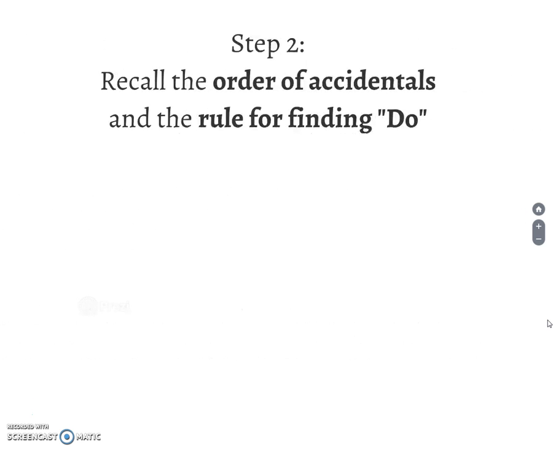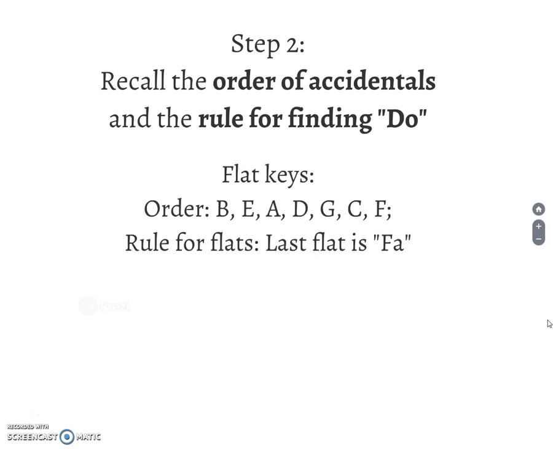Step 2, you're going to recall the order of accidentals, the order of sharps, the order of flats, and also the rule that we learned for finding do. For flats, the order is B, E, A, D, G, C, F. And the rule that we learned for flats when you were learning to identify key signatures was the last flat is Fa. So we're going to keep that in mind.